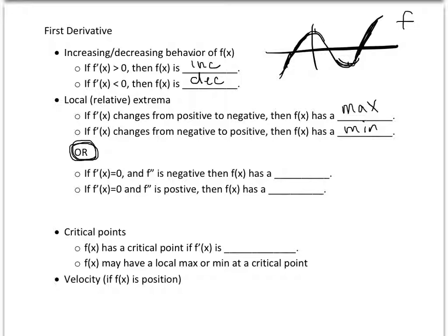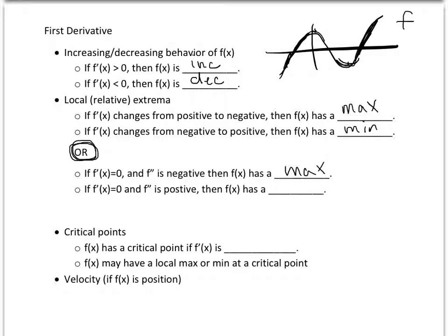There is another option for demonstrating a local maximum or minimum that involves the second derivative. So if I go back and look at these local extrema again on f, I can see that at the local maximum, the graph is concave down. So I may use that information to verify that I have a local maximum by saying if the first derivative is 0 and the second derivative is negative, then I have a local maximum.